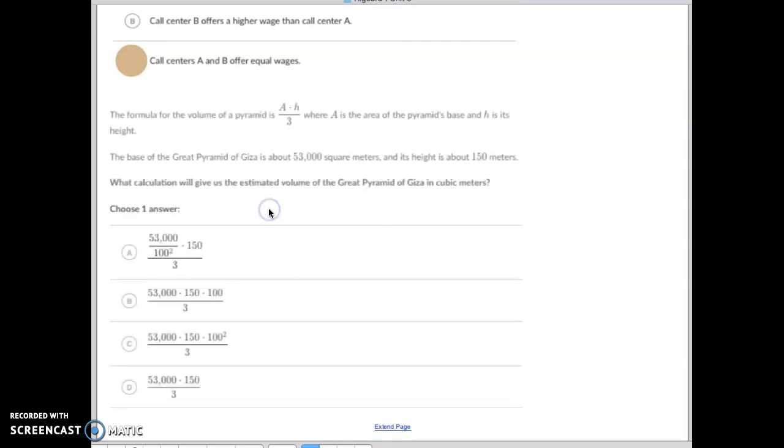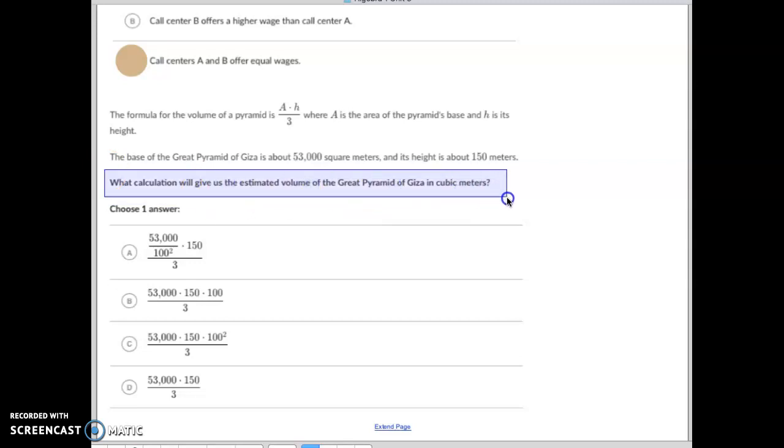And then finally, one more example. Okay, the formula for the volume of a pyramid is area times height divided by 3. So the area of a square times the height divided by 3 is how you find the formula. The base of the Great Pyramid of Giza is 53,000 square meters, and the height is 150 meters. Well, the nice part is this one's in meters already, this one's in meters already, and we're asking for the calculations to estimate the volume in cubic meters. So we're not converting the meters this time, it makes it kind of nice and easy.